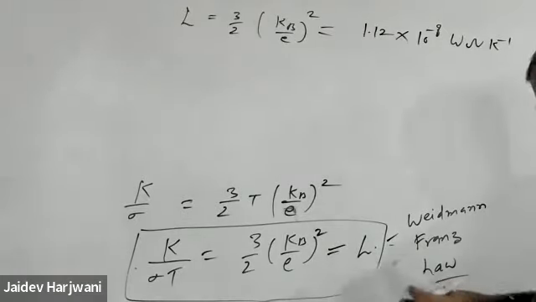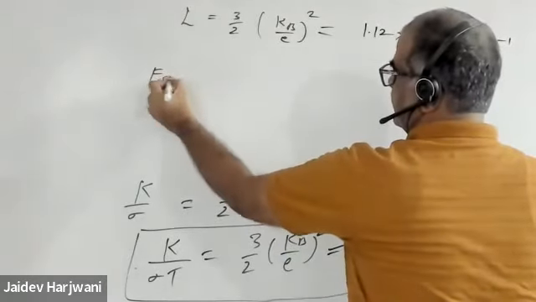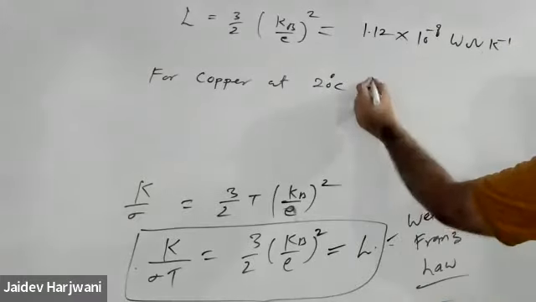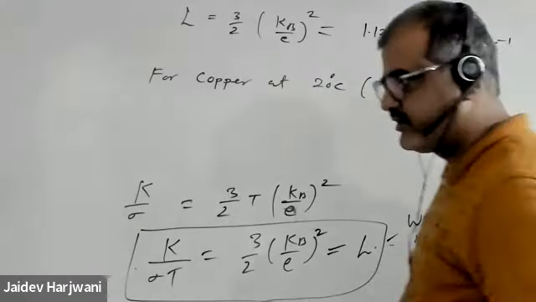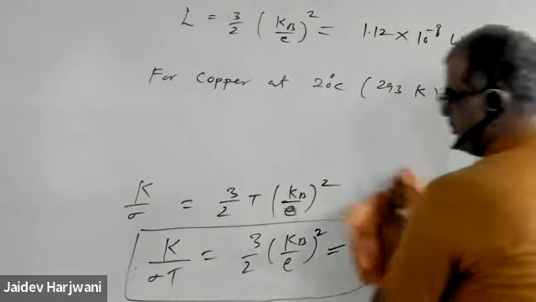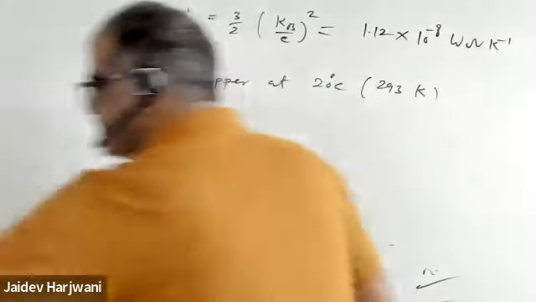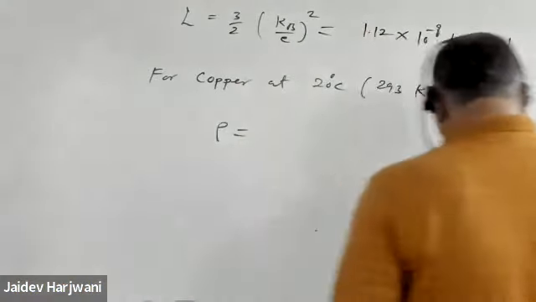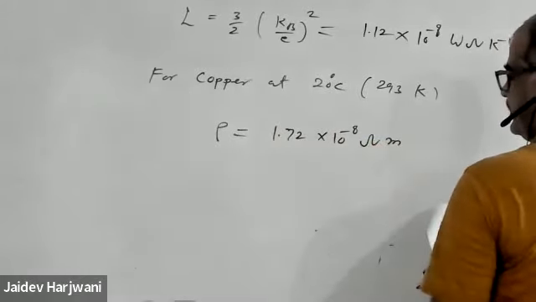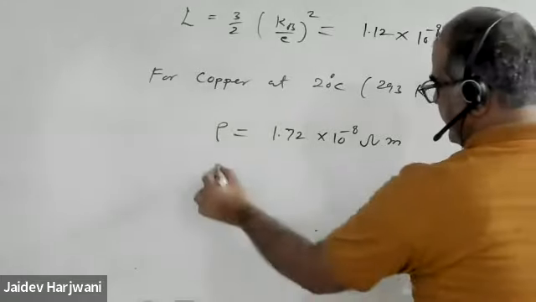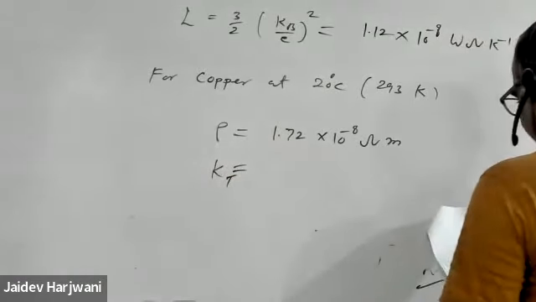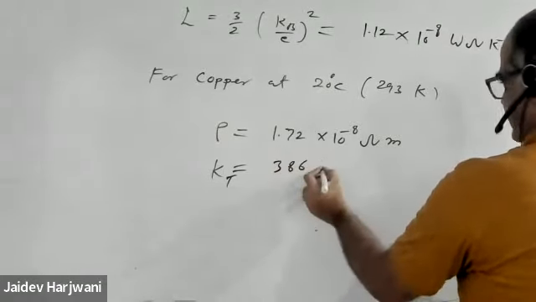Now let me give you some experimental values. For copper at 20 degrees centigrade, that is 293 Kelvin. I am not changing the temperature we used yesterday, the same temperature I'm using here, so that there should not be any confusion. At this temperature, yesterday I told you the value of resistivity for copper is 1.72 into 10 raised to power minus 8 ohm meter. Similarly, for thermal conductivity, you can invert it to find conductivity, and if you put the K values, that is 386, these experimentally measured values.